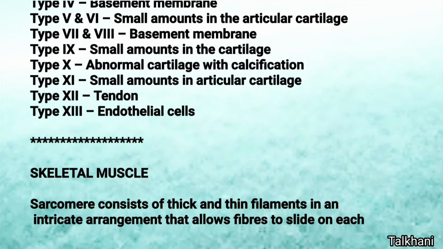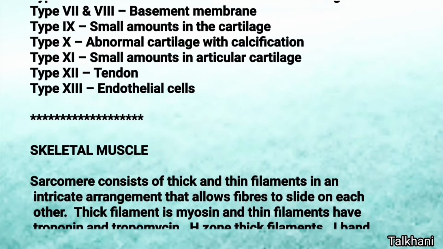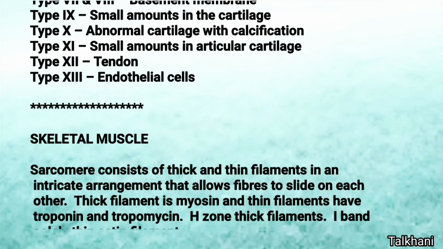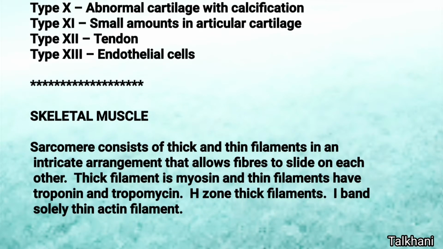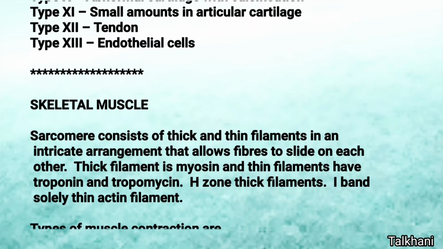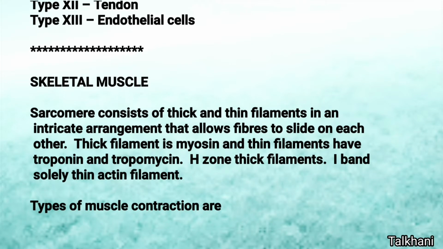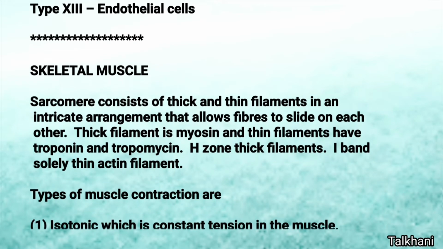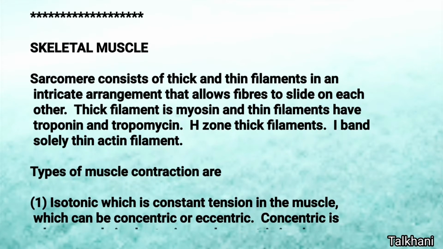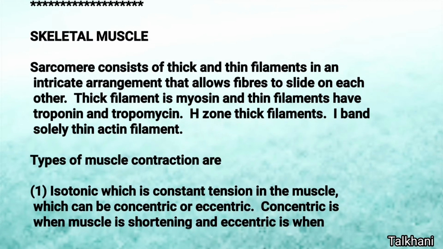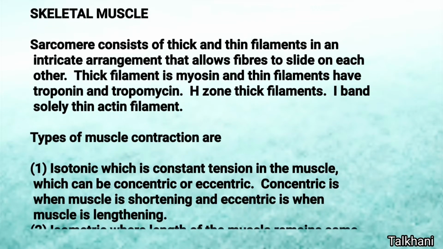Types of muscle contractions are: number 1, isotonic contraction, which exhibits constant tension in the muscle, which can be concentric or eccentric. Concentric isotonic contraction is when muscle shortens during contraction, and eccentric isotonic contraction is when muscle increases in its length during contraction. Number 2, isometric contraction. It is when the length of the muscle remains the same with contraction of the muscle.